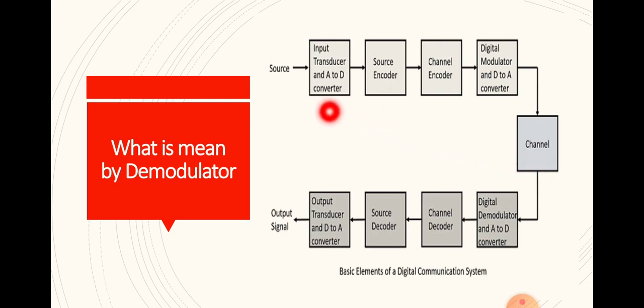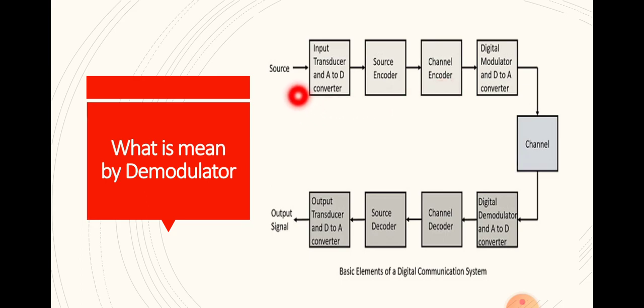Here the first 4 blocks, 1, 2, 3, 4, provide us the transmitter and the below 4 blocks, 1, 2, 3, 4, provide us the receiver. So the modulator works here and here we have the demodulator. Let us see the working principle directly here.